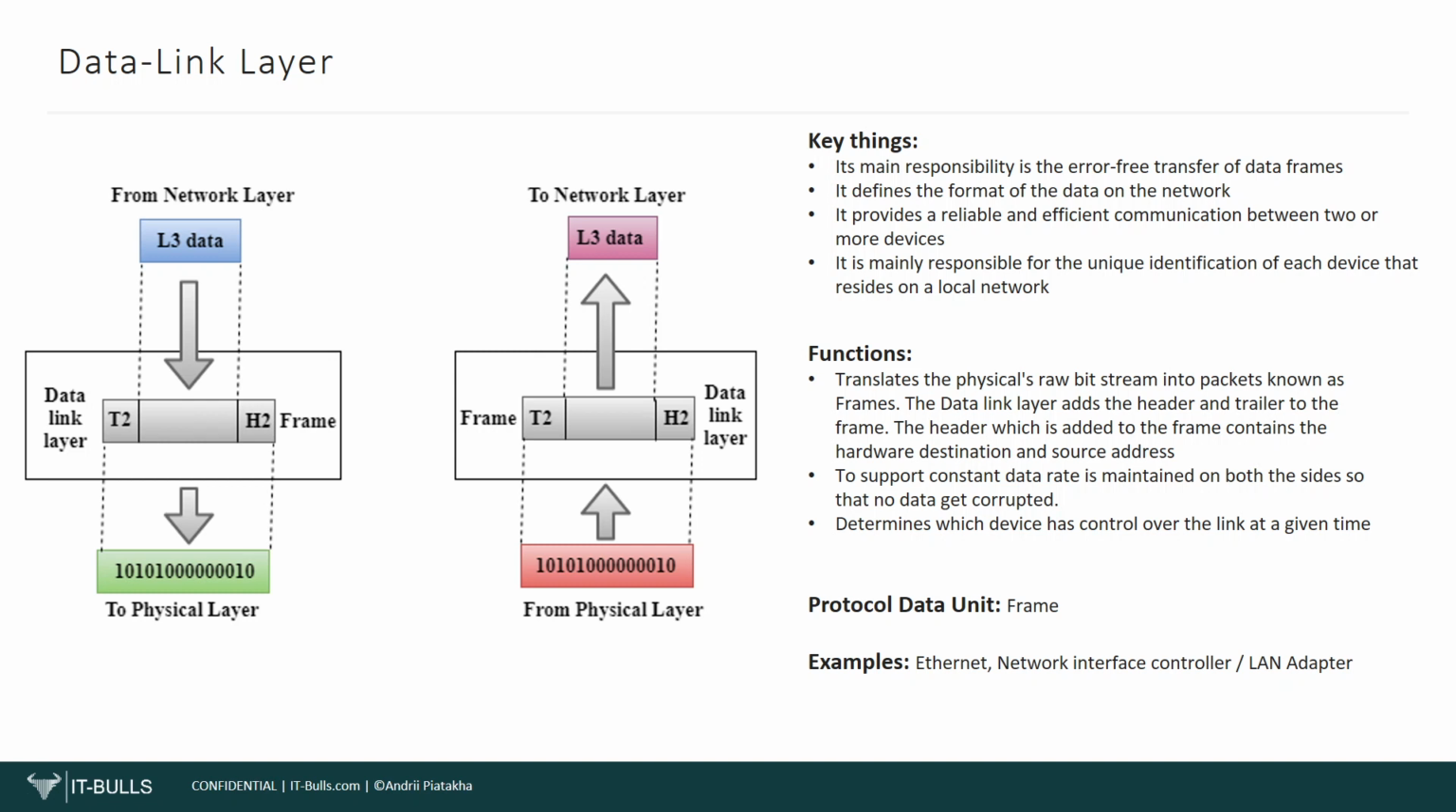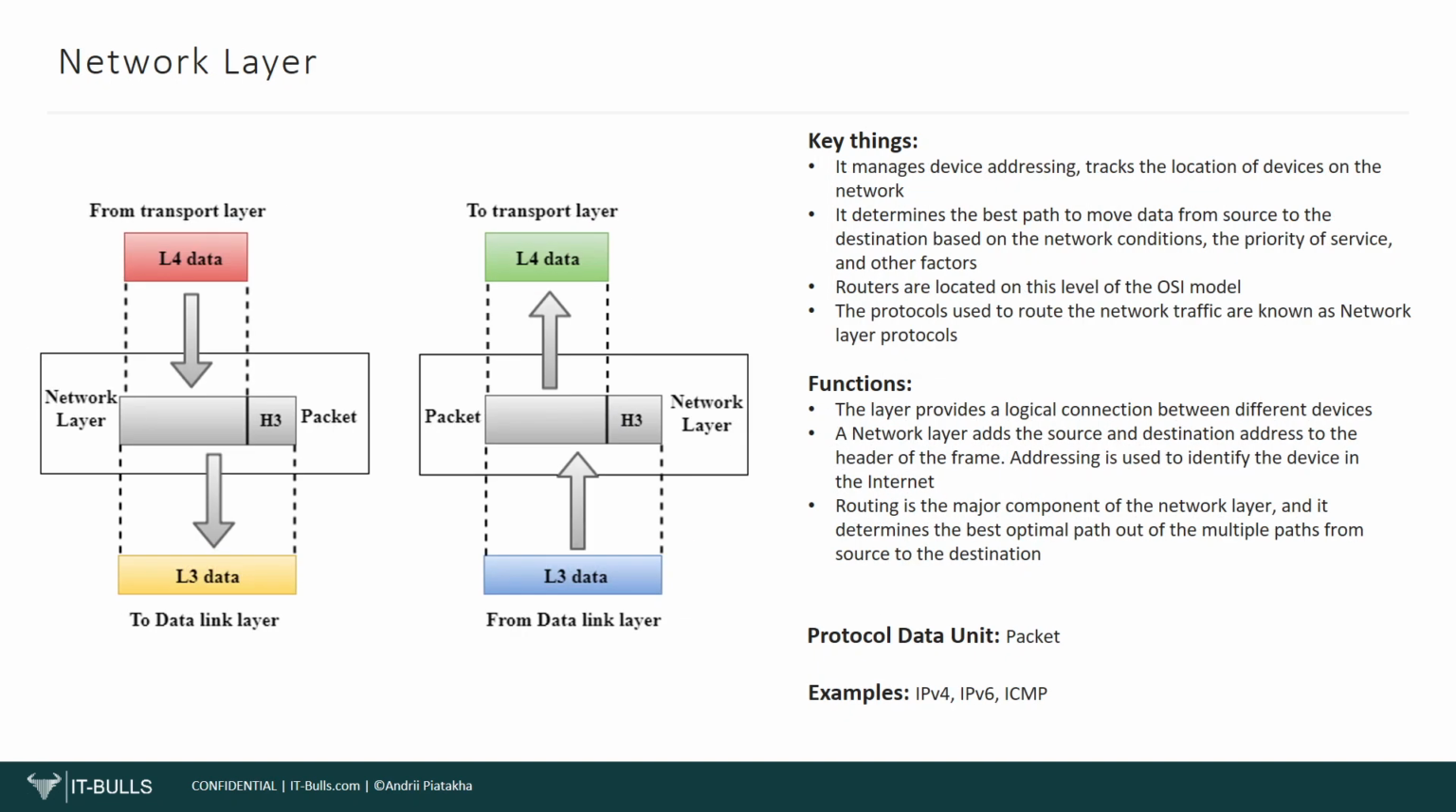Another example of data link layer is a network interface controller, also known as LAN adapter. This is a computer hardware component that connects a computer to a computer network. Let's review the next layer.